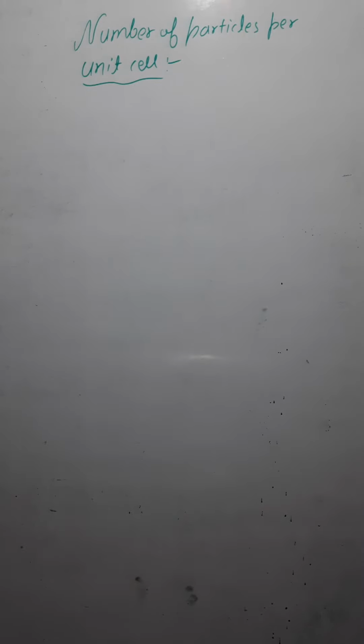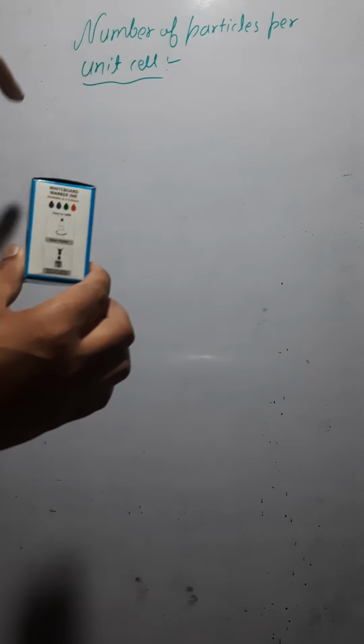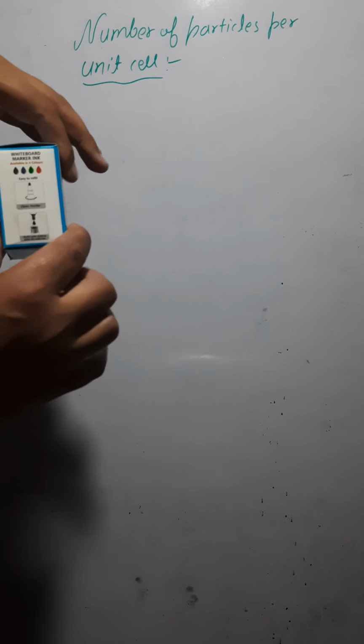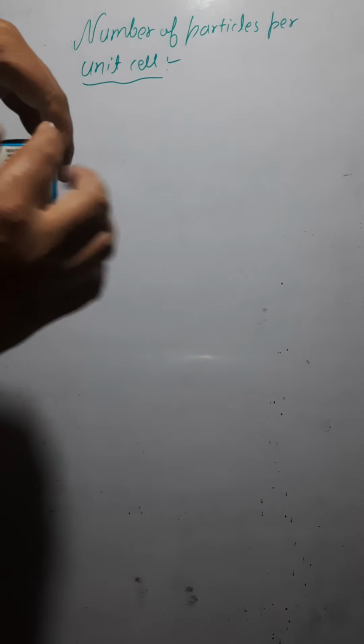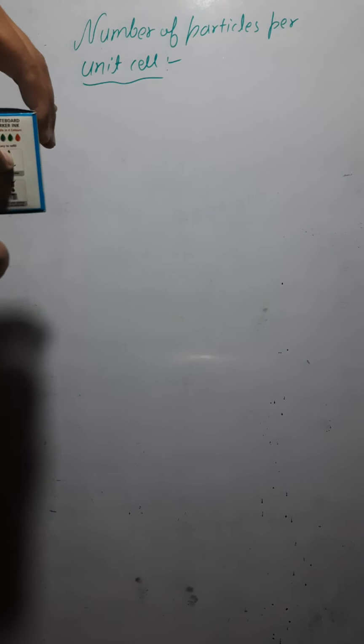Now if you see the number of particles per unit cell, let's say you have a lattice, and you have a cube, a unit cell there. Let's say this is the cubic unit cell. Let's say you have a particle present in the face. You have 6 faces here, so let's say in this one face you have the particle.